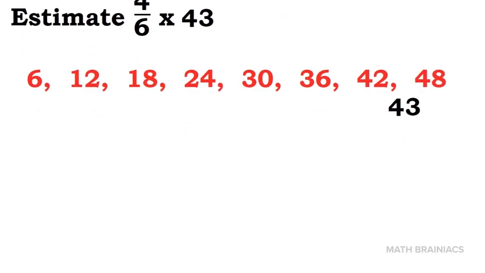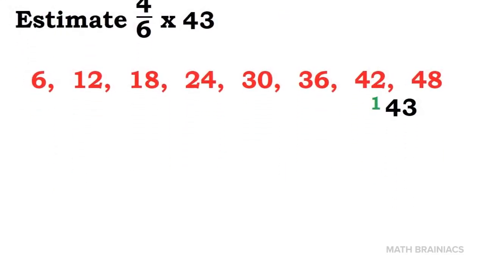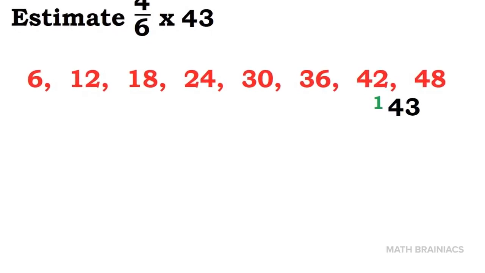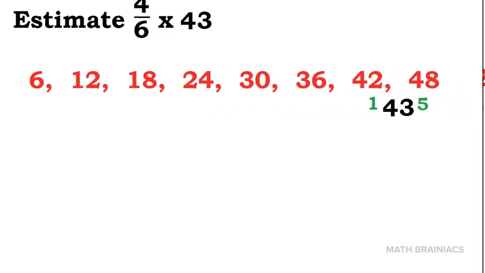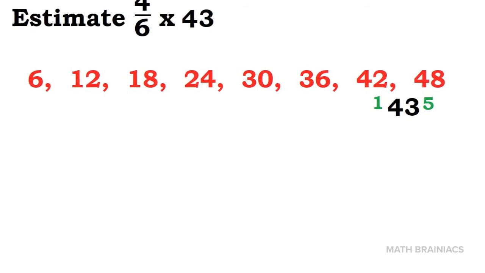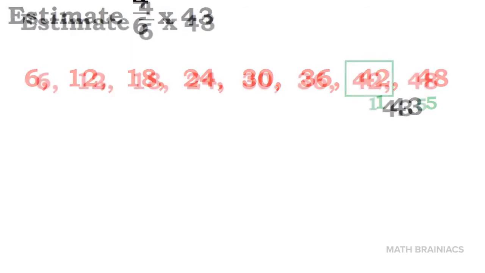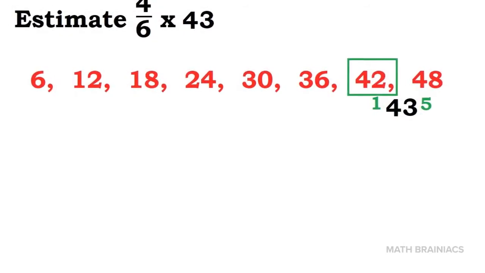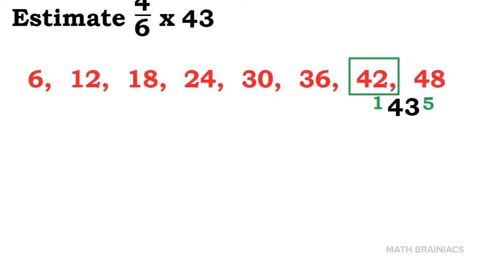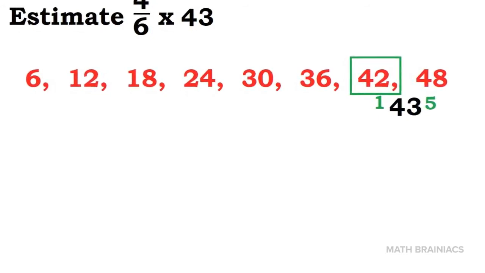43 is between 42 and 48. The difference between 42 and 43 is 1, while the difference between 43 and 48 is 5. Accordingly, 43 is closer to 42 than 48, so we're going to consider 42.